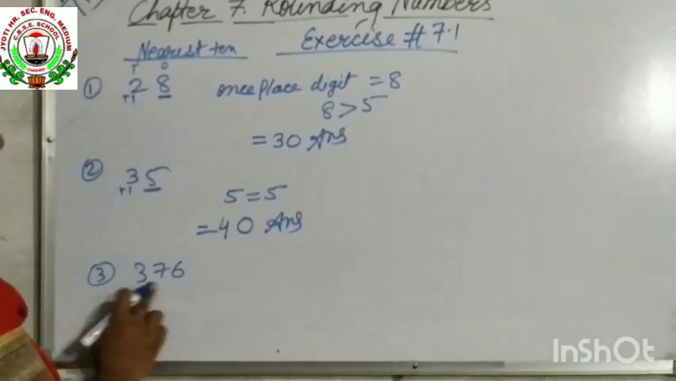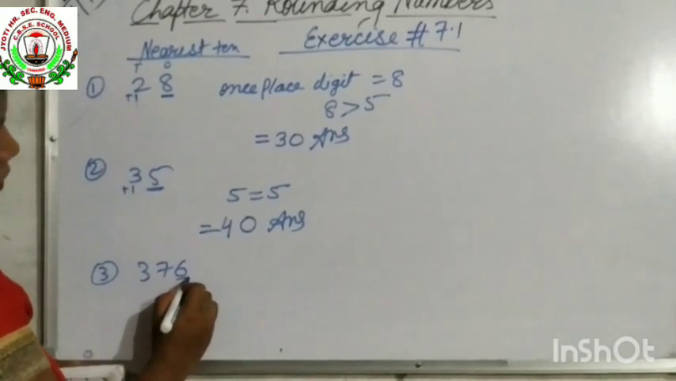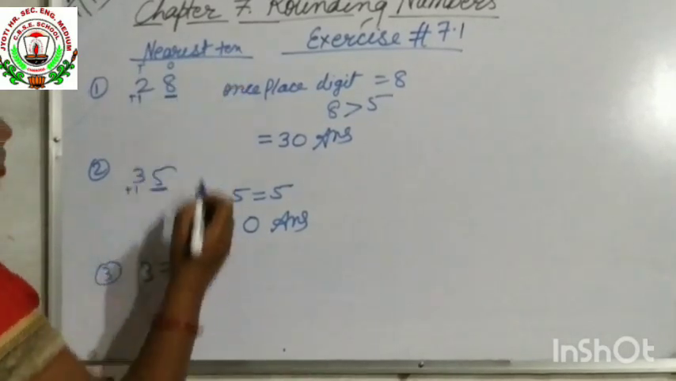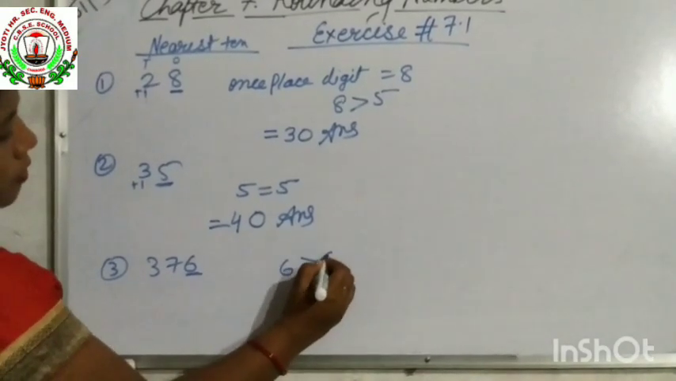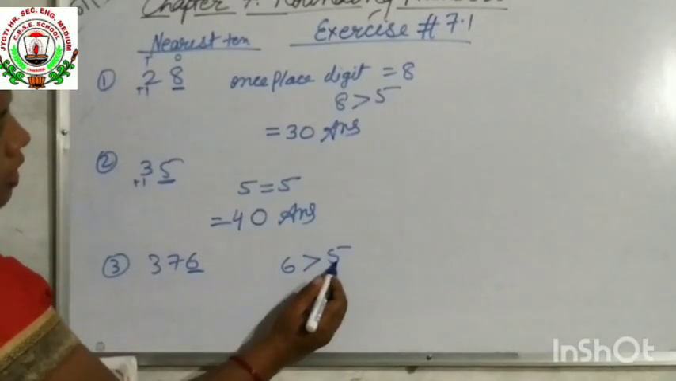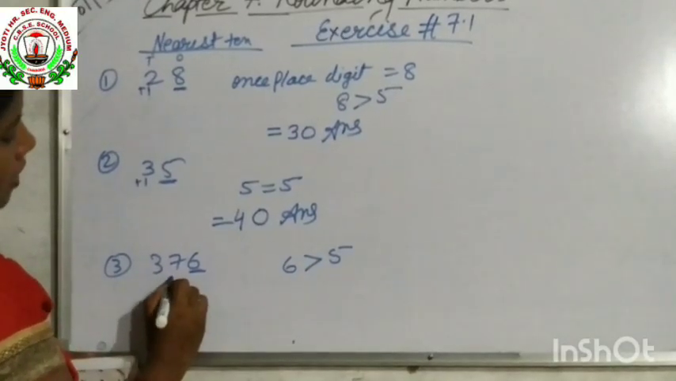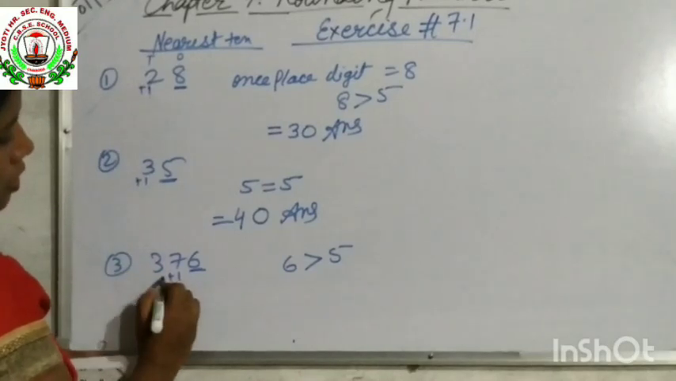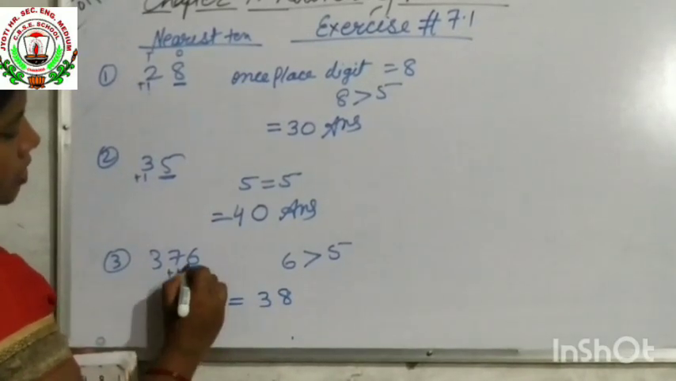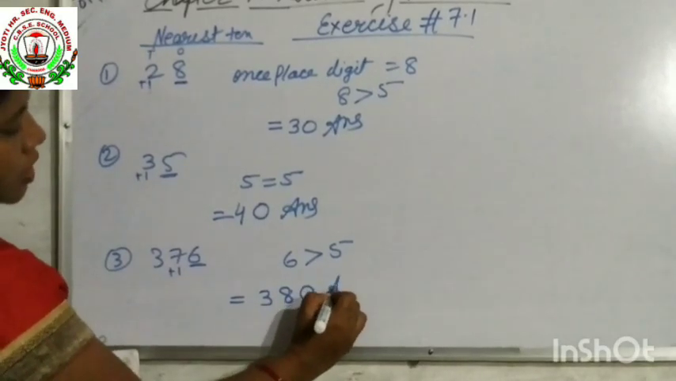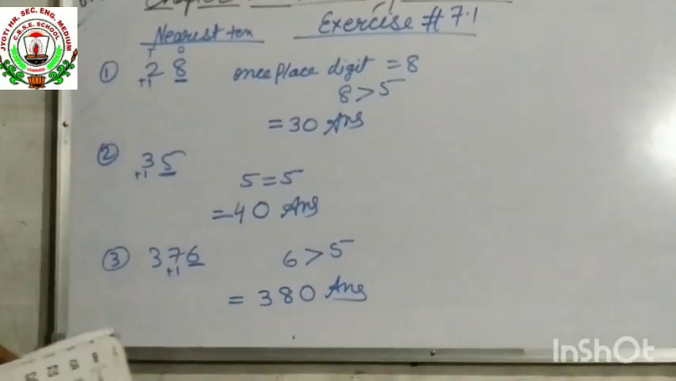Now in this question, 3 digits are there. Then also you will see the ones place number, because the question is nearest 10. Here it is 6. 6 is greater than 5. Then also you will add 1 here, in the tens place number. So it becomes 7 plus 1 is 8, and this digit will be 0. So it is the nearest 10 of the given number.